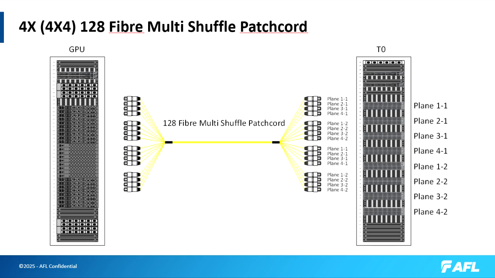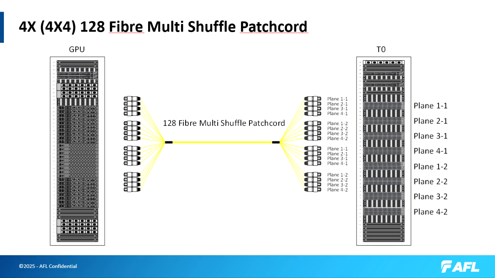And then the last one we use is what we call a multi-shuffle patch cord. So this would only be in the same row. It would only be really between a GPU rack and a T0 switch, where, instead of the shuffle patch cord, it's multiple shuffle patch cords. So you would have a 64 or 96 or 128 or 160. But basically it's just for the shuffles in the same cable.